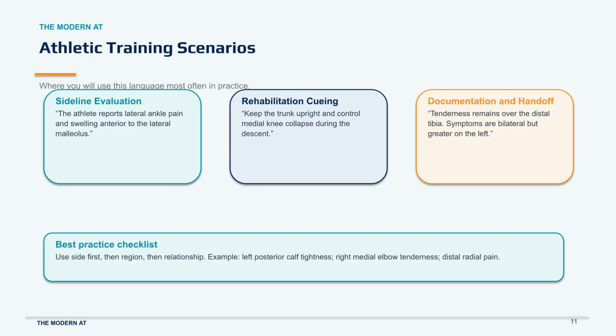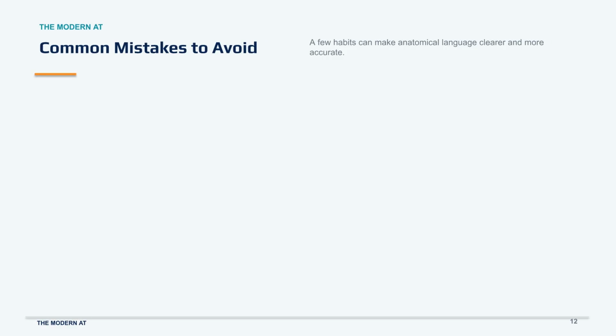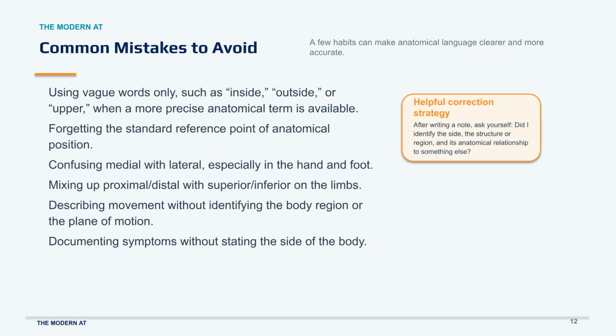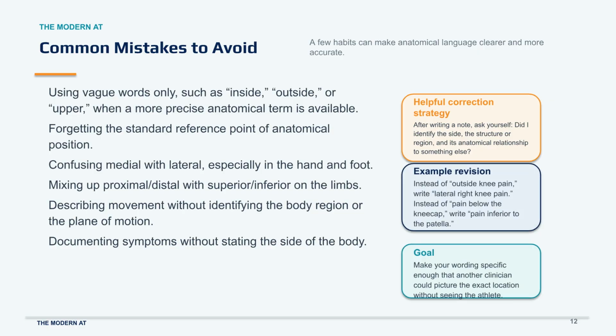Follow the best practice checklist. State the side first, then the region, and finally the relationship for maximum clarity. Avoid common mistakes, such as using vague words or confusing terms like medial and lateral. Ensure you always identify the side, region, and anatomical relationship. Your goal is to be specific enough that others can visualize the exact location.